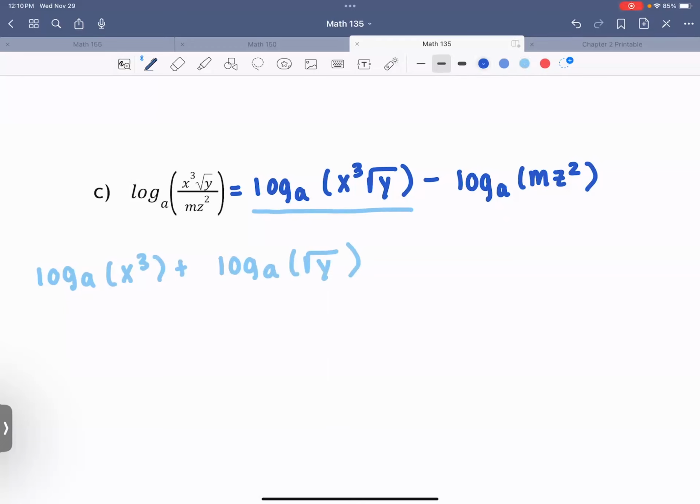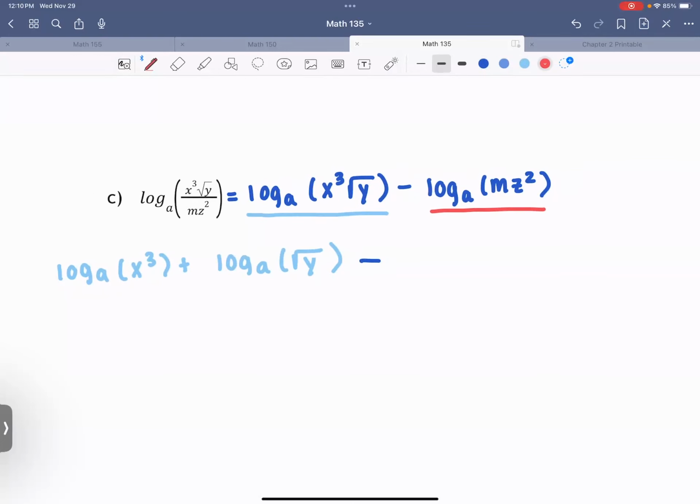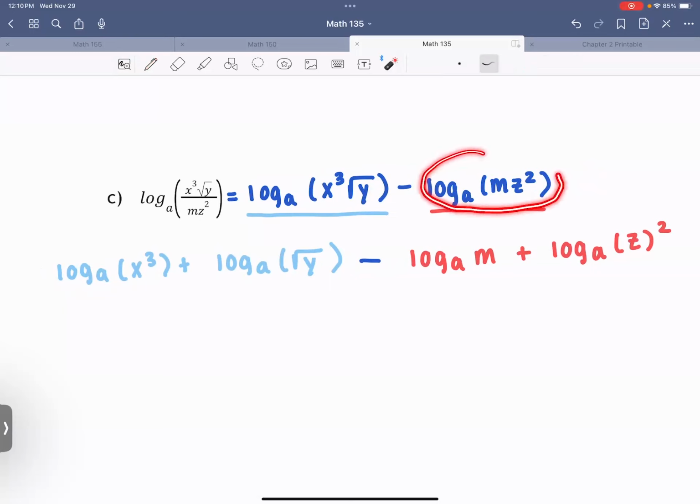Okay, so I just split up that first term into addition. I'm going to do the same thing with the second term. I'm going to write it in orange here. This becomes log base a of m plus log base a of z squared. Did I do something wrong here? Parentheses around the orange, right? Now, this entire log became this expression. I'm subtracting this thing, so if I'm subtracting a full expression, I better put parentheses around that entire expression, okay?